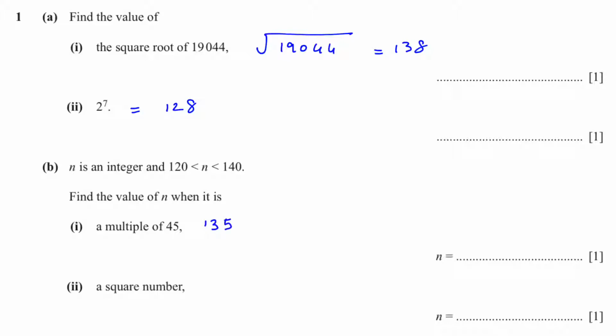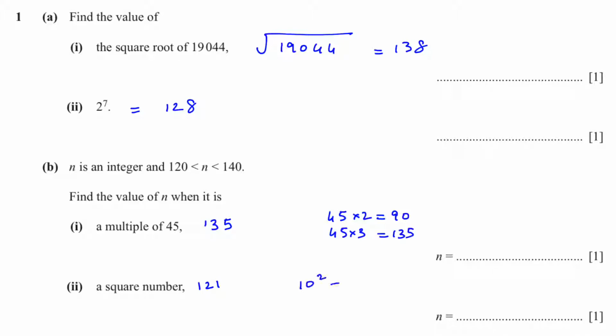A square number is 121. You can check and try. Multiple means it should be in the 45 times table. 45 times 2 is 90, that is not in our range. Try 45 times 3 and you will get 135.